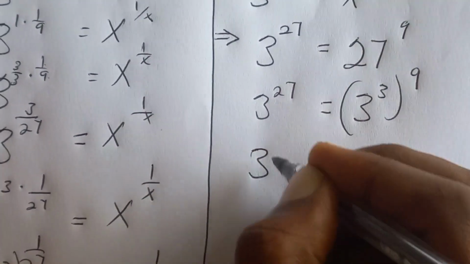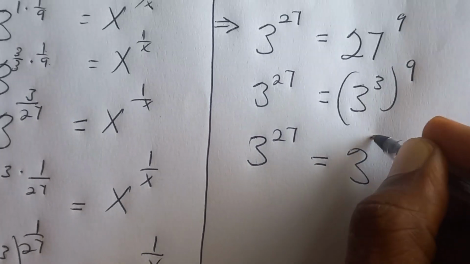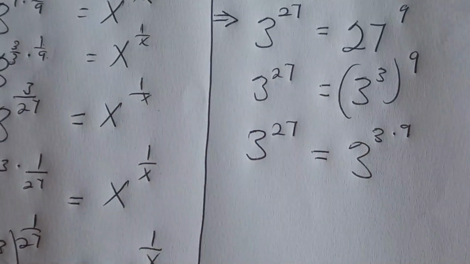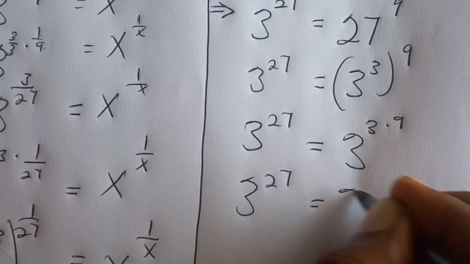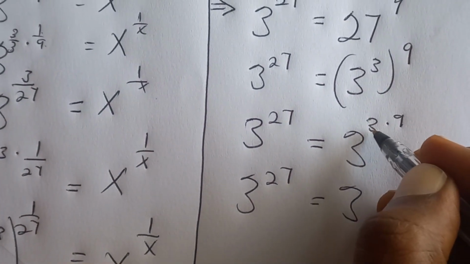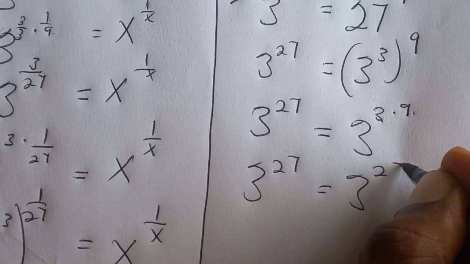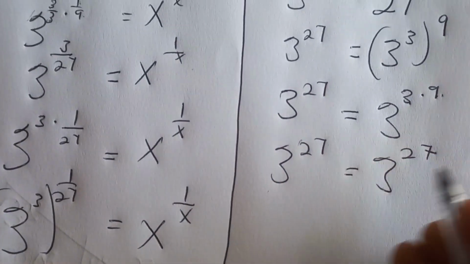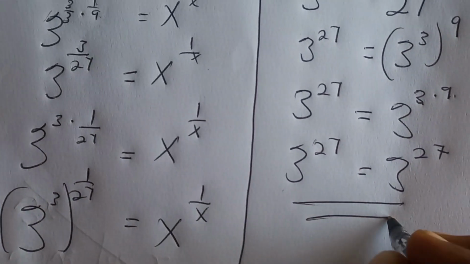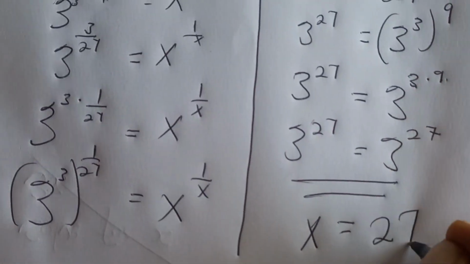So 3 exponent 27 is equal to this one, which is 3 exponent 3 multiplied by 9. Now 3 times 9 is 27. So 3 exponent 27 is equal to 3 exponent 27. So it is true that our x is 27.